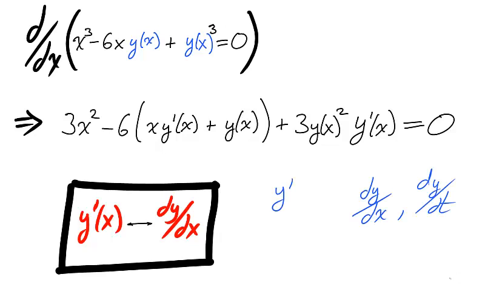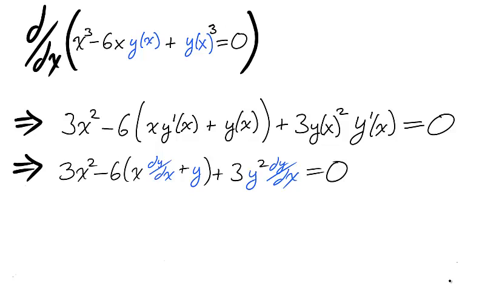The prime notation will be problematic when we run into multiple variables. Suppose y depends upon x, but what if it also depended upon another variable, t? Y prime could mean either dy dx or dy dt. Besides being more descriptive, the Leibniz notation clearly stands out in an equation.